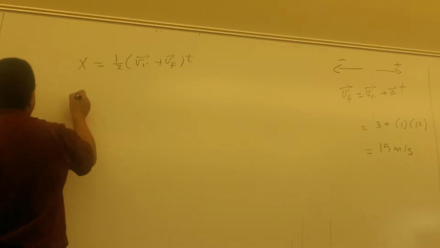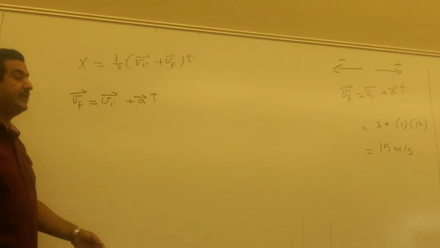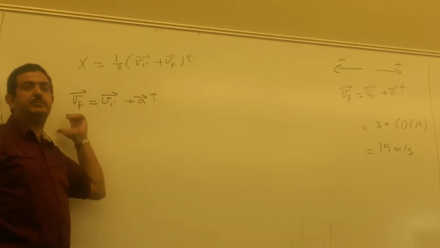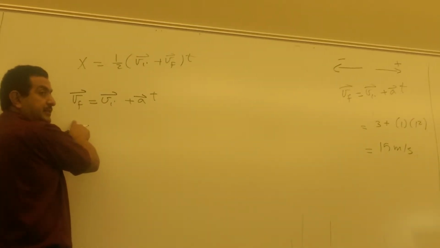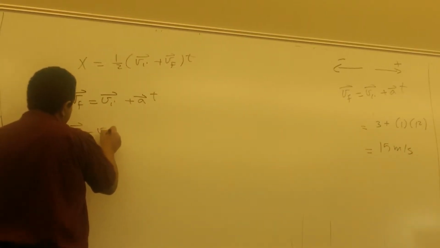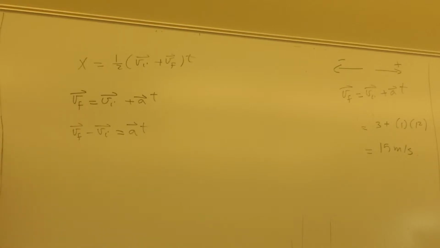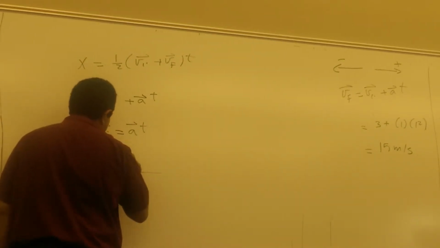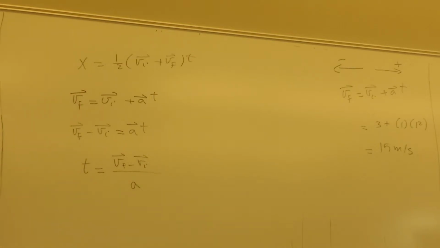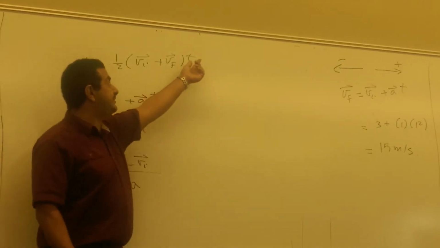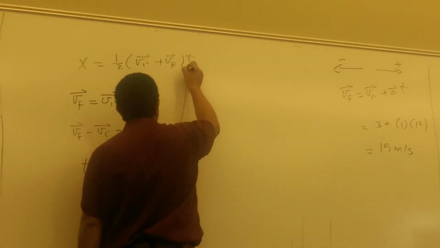In order to get rid of T, I'm going to write the following equation. V final equals V initial plus A times T. And then I would like to find an expression for T. In other words, I want T on one side, everything else on the other side. If you take V initial to the left-hand side, V final minus V initial equals A times T. And if I want to find T, I'm going to divide both sides by A. Then T would be V final minus V initial divided by A. Now I have an expression for T. If I go to this equation, anytime I see T, I'm going to put this instead of it. So that's the idea. I'm going to take this and substitute it in here.